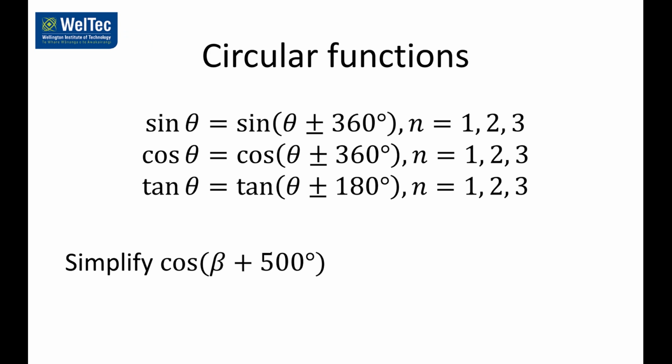So just as a reminder, sine theta is periodic with 360 degrees. That should say n in there. And cosine is periodic with a period of 360 degrees, and tan is periodic with a period of 180 degrees. So something like cosine of beta plus 500. What's 500 take away 360? So it would be equal to cosine of beta plus 140.